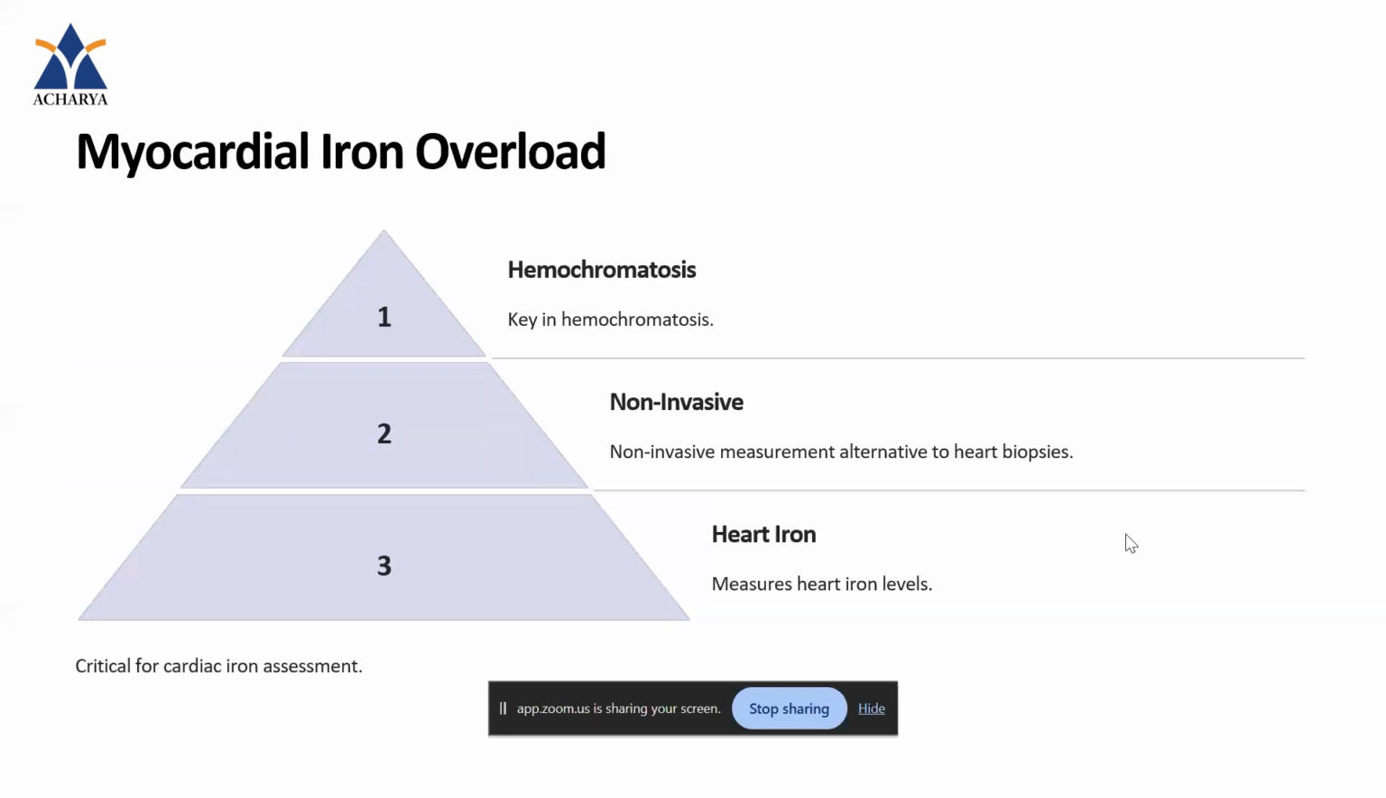The next is myocardial iron overload. Myocardial iron overload means there will be iron accumulation in cardiac areas. So in the heart, we can measure the iron with this technique. There we can measure the heart iron levels. So we can detect this in early stages, and we can use it for non-invasive measurement, which can be an alternative to heart biopsies, and also to visualize certain diseases like hemochromatosis.